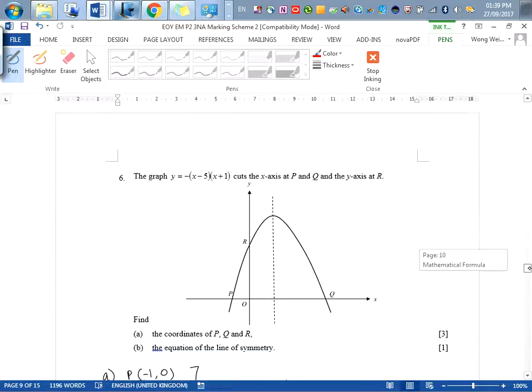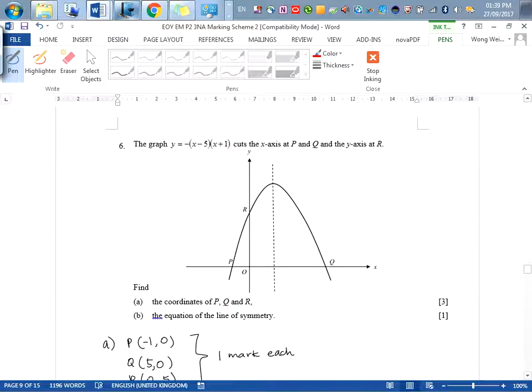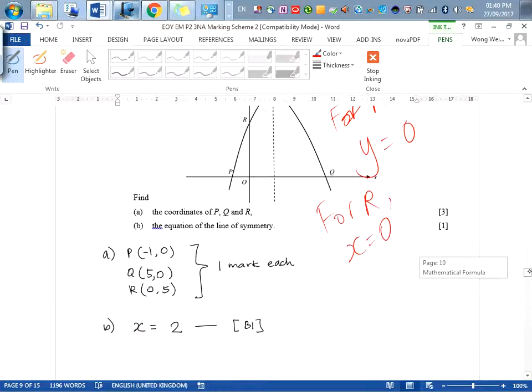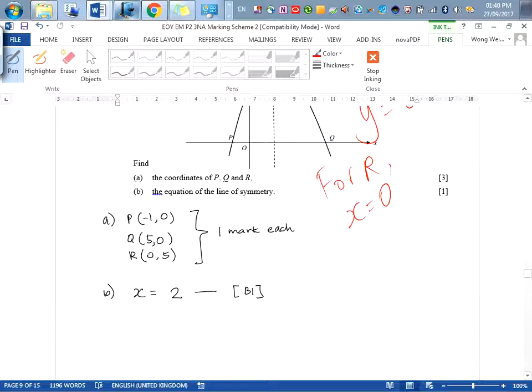Next up, question 6. Find the coordinates of P, Q, and R. To find the coordinates of P and Q, we let y equal to 0. Okay? Then we just substitute. For R, we have x equals to 0. Just substitute, get the values. These are the values.